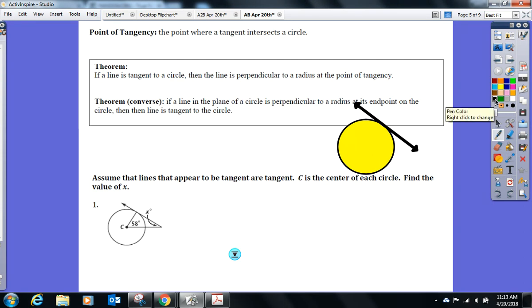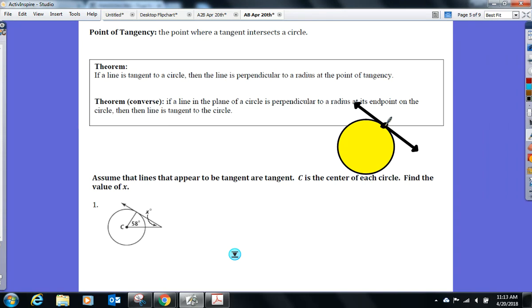Okay, let's stop calling this the point where it intersects the circle. These mathematicians are pretty clever. We're going to call it the point of tangency. That's where the tangent intersects your circle. The point of tangency.